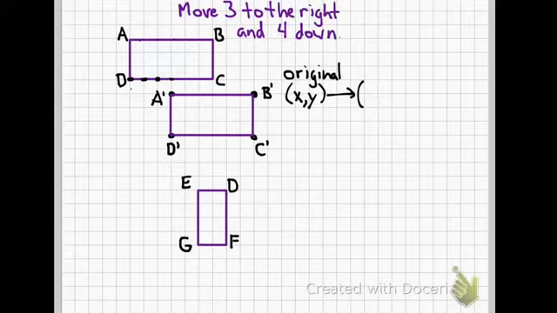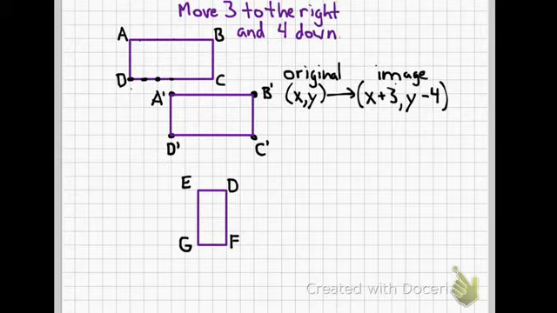points on the image, and each time I shifted every point on x 3 to the right. And if we move 3 to the right, we go plus 3. And for the y, we moved down 4. And if we go down 4 in the y direction, that's minus 4. So this is how we get to your image. So your directions, your map would say, if you started at x, y, your image would be at x plus 3, y minus 4.